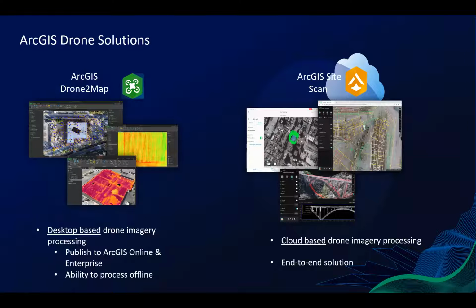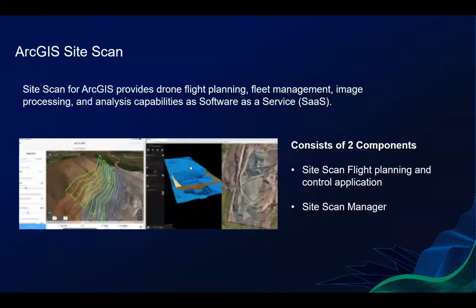So the first one that I want us to look at is the ArcGIS Sitescan. I've already mentioned that this is a cloud-based drone solution. We call it software as a service. So Sitescan provides an end-to-end solution. It allows you to do flight planning, fleet management, and then after capturing your images, you can go ahead and do image processing as well as analysis capabilities.